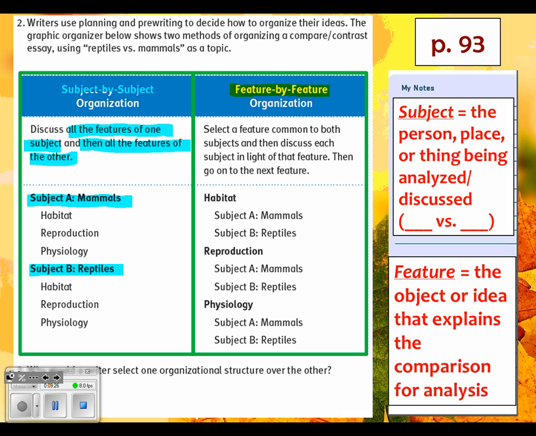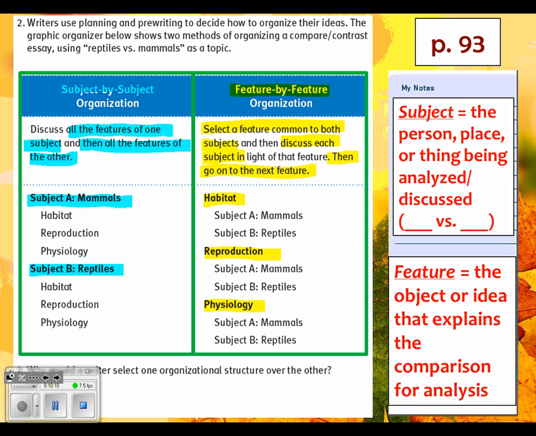Back in the feature by feature column, this is what I like to call the ping pong method, and this is something that you folks do a lot in elementary school. What happens here is you select one feature that both subjects possess. Then you tell me specifically for each subject how it fits into that feature. For instance, in the actual column, I'm going to talk about the habitat. Mammals live in this habitat, but reptiles live in this habitat. But mammals like to do this in their habitat, whereas reptiles like to do this in their habitat. It keeps going back and forth, back and forth, back and forth.